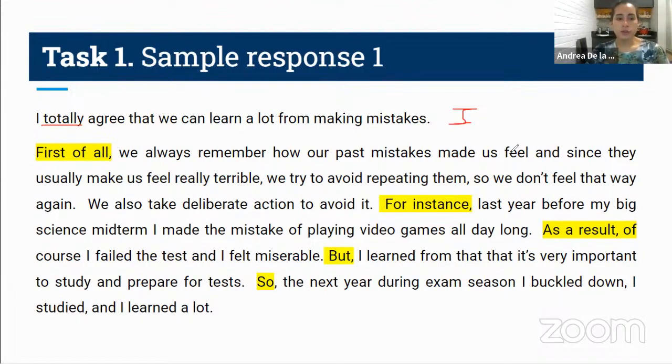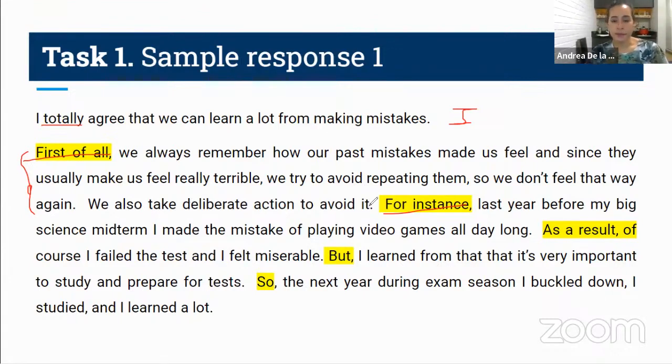He has good transitions. He has his reason. And in this case, since he only has one reason, he made it a little bit longer. So he explained it more than in the previous one, right? Honestly, I don't recommend that. I wouldn't do that. I would try to summarize it a bit more and say something like, first of all, our past mistakes make us feel really terrible and we try to avoid repeating them, right? That would have been enough. But he did explain it, it's fine.